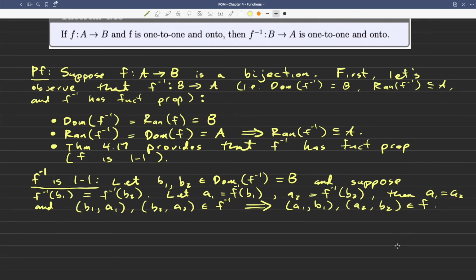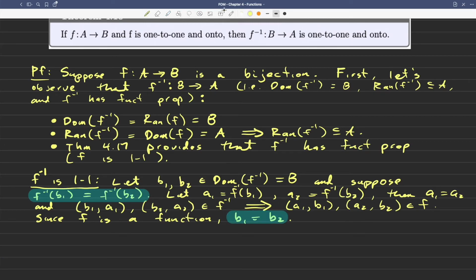And because f has the function property, we've got two ordered pairs in f, and those two ordered pairs have the same first component, because remember a1 and a2 are equal. So if those first components are equal, the function property tells us that the second components have to be equal. So since f is a function, b1 has to equal b2. If you take a look at what we just did, we started by supposing f inverse of b1 equals f inverse of b2, and then we argued b1 equals b2.